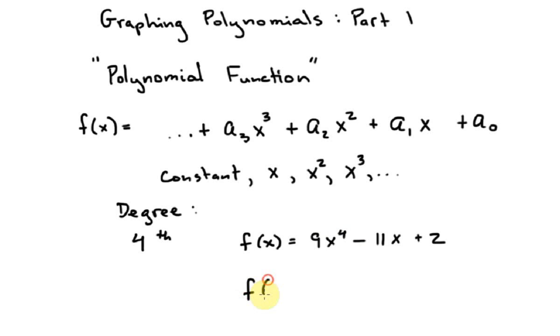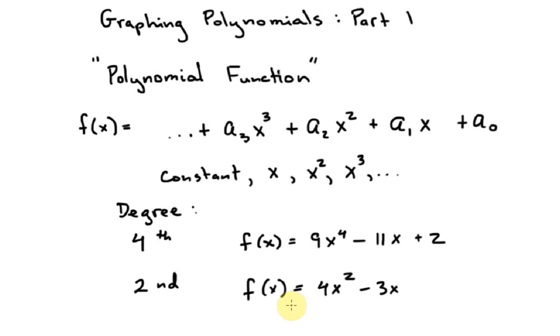Let's do another example. Maybe in this one I have 4x squared minus 3x, and I think I'll leave the constant out. So I look at this and I go, yep, there's an x term and there's an x squared. That's my highest exponent, so this is a 2nd degree polynomial.